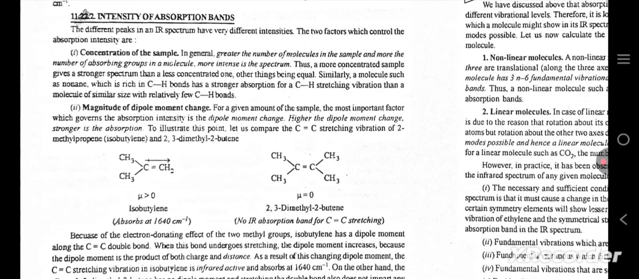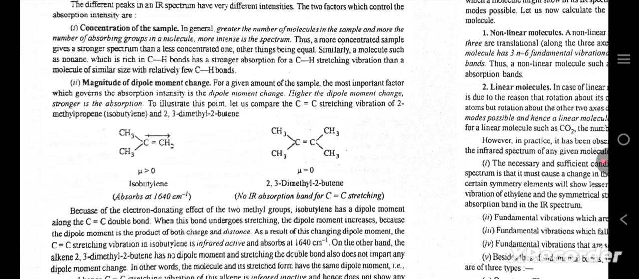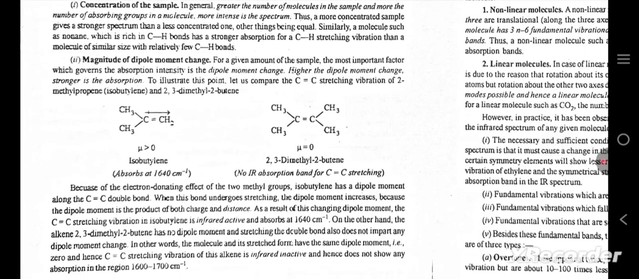Intensity of absorption bands. The different peaks in an IR spectrum have very different intensities. The two factors which control the absorption intensity are concentration of the sample. In general, greater the number of molecules in the sample and more the number of absorbing groups in a molecule, more intense is the spectrum. Thus, a more concentrated sample gives a stronger spectrum than a less concentrated one, other things being equal. Similarly, a molecule such as nonene, which is rich in CH bonds, has a stronger absorption for a CH stretching vibration than a molecule of similar size with relatively few CH bonds.